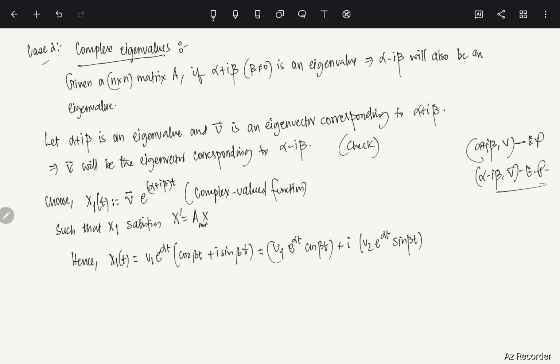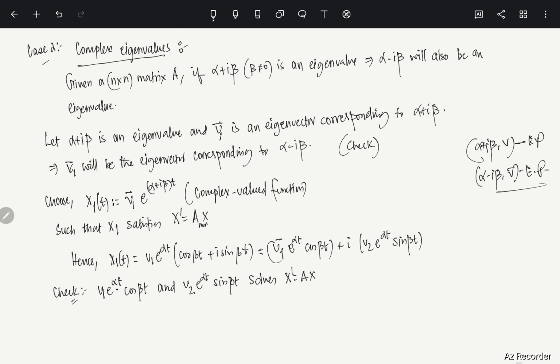Okay, right. Now you see that you can easily check this part. Check that v1 times e power, so please remember this v. Sorry, what is v1? Let's just call it v1. Now you see v1 times e power alpha t cosine beta t and v2 e to the power alpha t sine beta t solves x prime equals to ax.